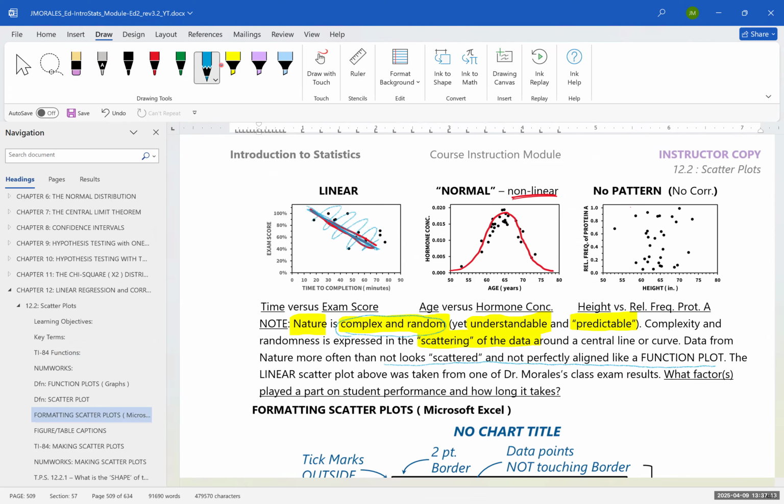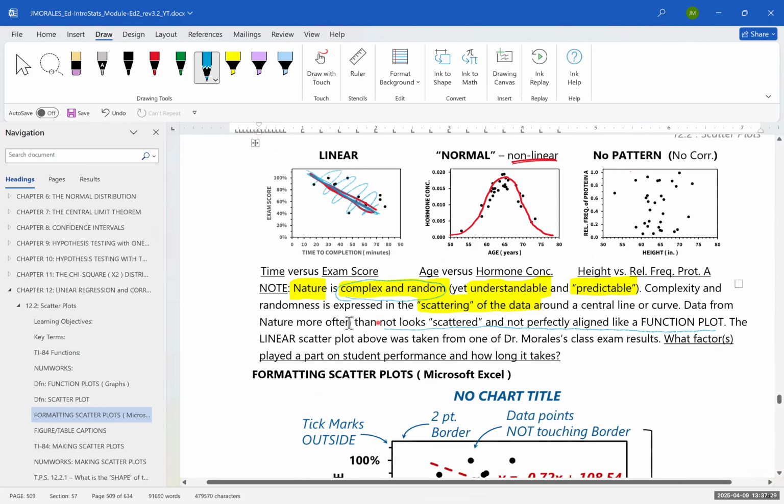The linear scatter plot above was taken from one of Dr. Morales's class exam results. What factors played a part on student performance and how long it took. So I talked about that a little bit a few minutes ago.